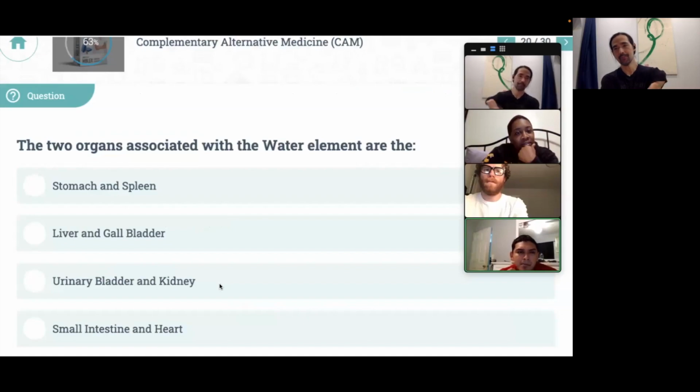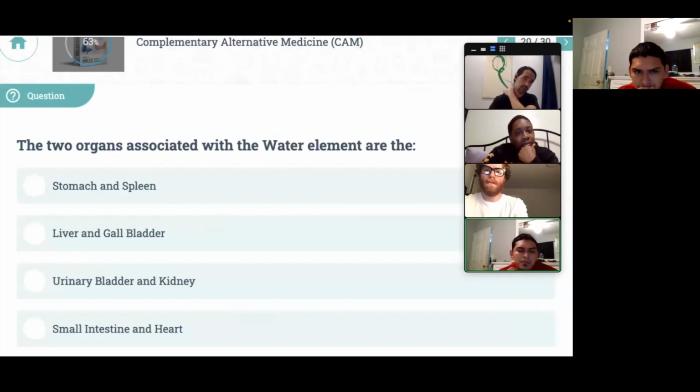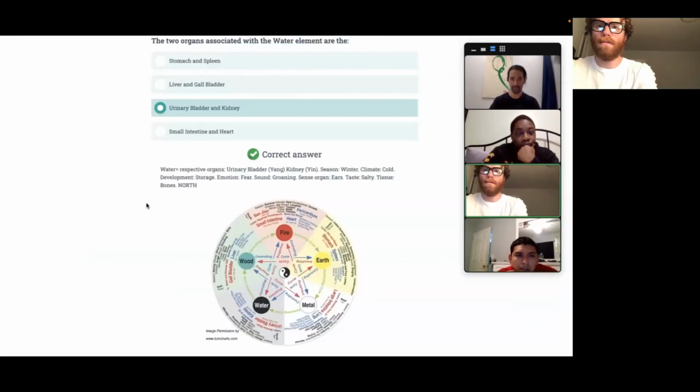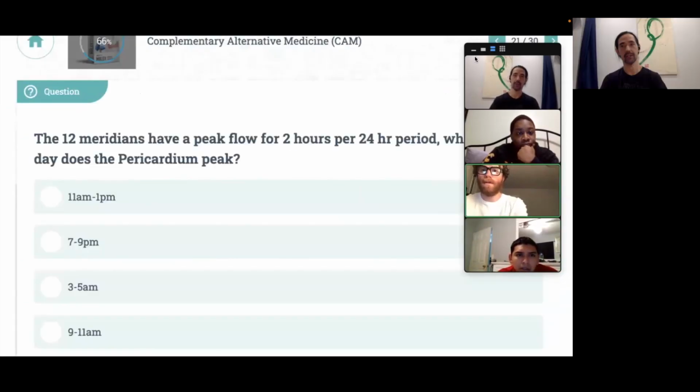The two organs associated with the water element. Josh, the water element, bones, winter. Which two organs? Stomach and spleen, liver and gallbladder, urinary bladder and kidney, small intestine and heart. Yeah, C, 3. Yes, urinary bladder and kidney.